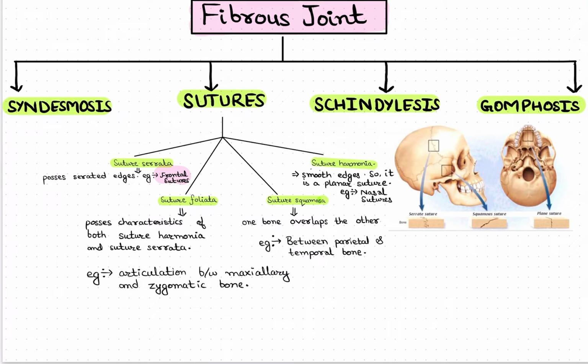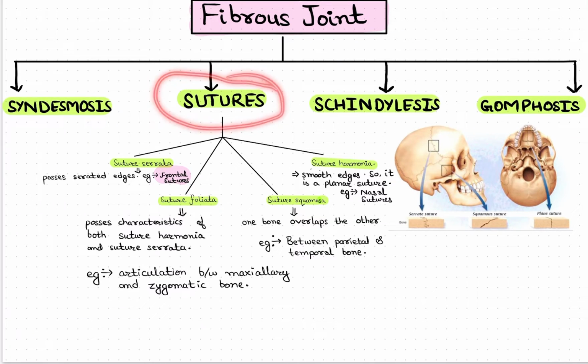Fibrous joint is a type of joint in which there is presence of fibrous protein. It is composed of fibrous protein. Fibrous protein can be in the form of hyaline cartilage. Okay. Now fibrous joint is classified under four types: syndesmosis, sutures, gomphosis, and schindylesis. Firstly, let us discuss about sutures.